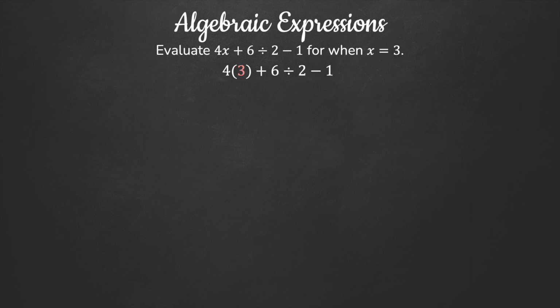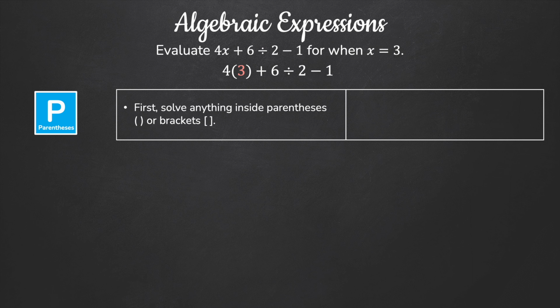So we're going to use the acronym PEMDAS to help us evaluate this expression. And we're going to start off with P, which is parentheses, where we first solve anything inside parentheses or brackets. Well, in this case, the only thing we have inside of our parentheses is 3. And because that's by itself, we're just going to leave it alone. The 4 and the 3 next to each other with the parentheses does also mean multiplication.